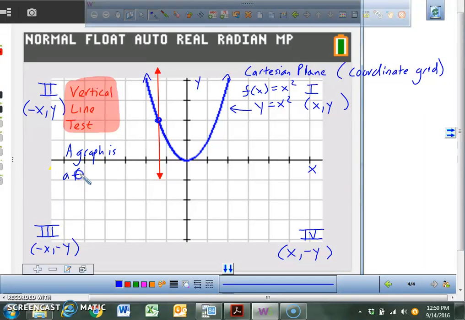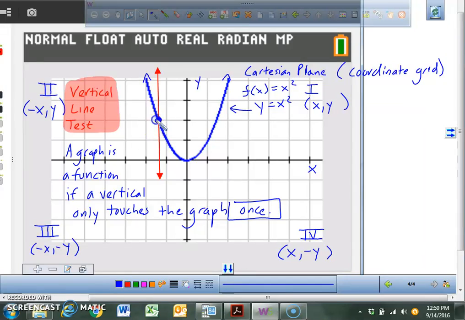A graph is a function. You want to write like a definition of vertical line. If a vertical line only touches the graph once. Not twice, but once. So a vertical line can only touch it in one place. It cannot touch it in more than one place. Because that means that each x value still only has one y value.